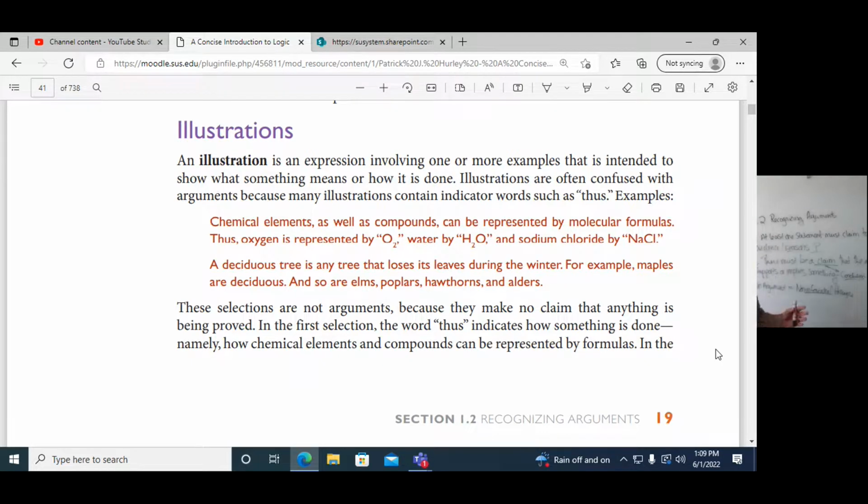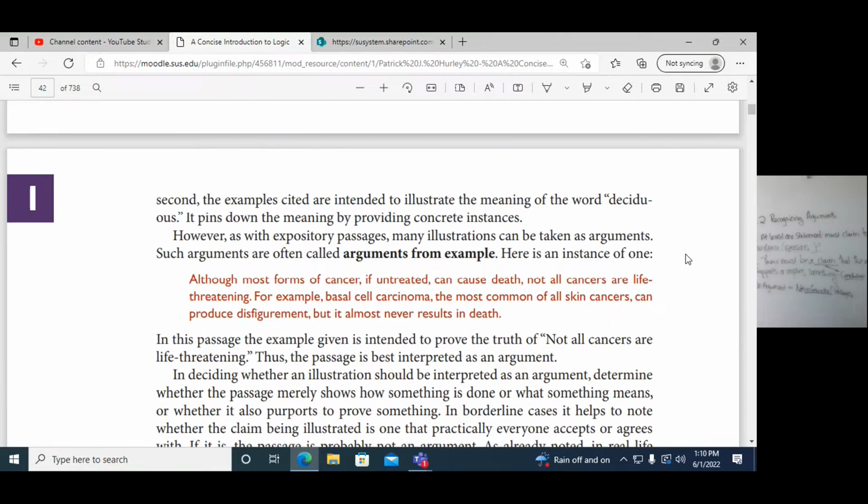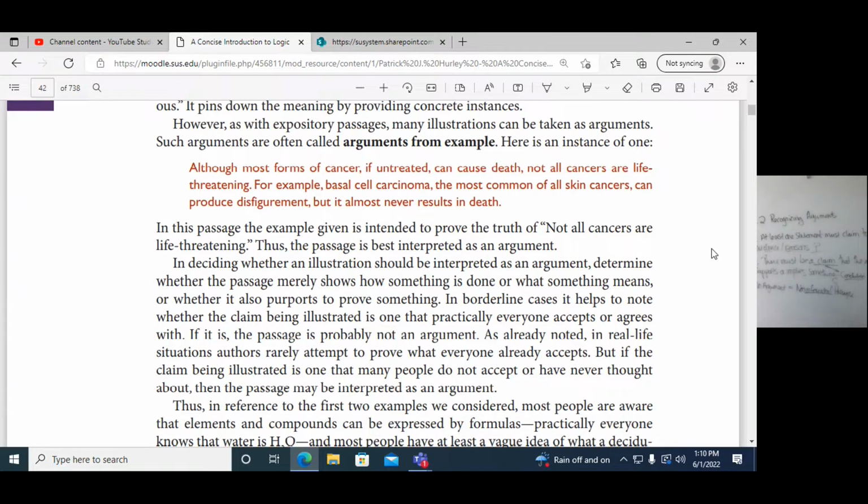All right. So illustrations: chemical elements as well as compounds can be represented by molecular formulas. Thus, oxygen is represented by O2, water by H2O, and sodium chloride by NaCl. That tells you, and of course you can imagine the big bulbous things in your chemistry textbook that tell you about molecular formulas. Again, illustration, right? Now, there is something called arguments from example, and this is a deviation from the rule.